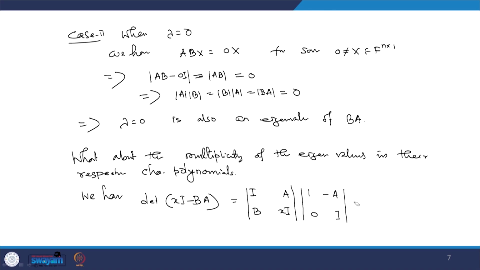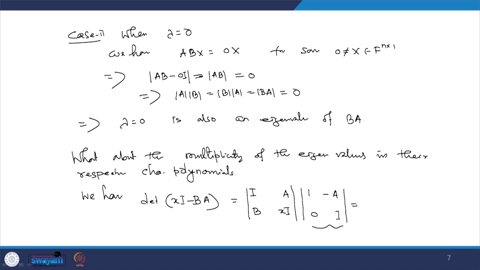So, you see the determinant of xI minus BA can be written as the determinant of [I, A; 0, I] times [xI, 0; B, I]... multiplied again by [I, -A; 0, I]. The determinant of the first matrix is basically the determinant of xI minus BA, and the determinant of this triangular matrix equals 1. Taking the determinant with this triangular matrix will not change the original determinant of xI minus BA.